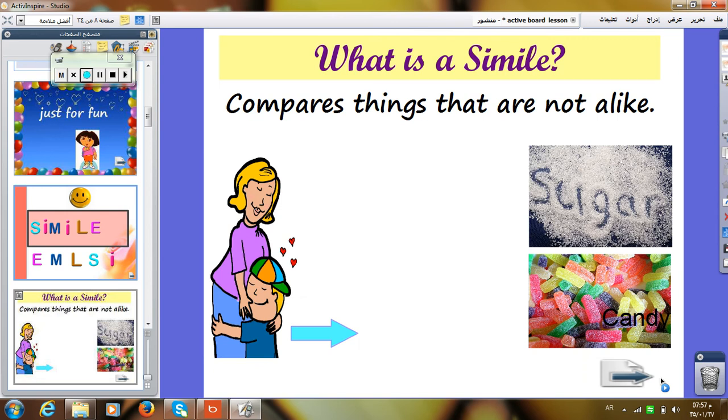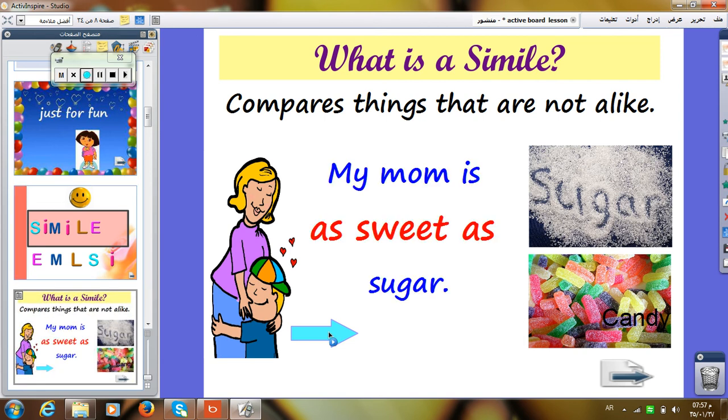Students will think about the word simile. The teacher will ask them what is a simile, and then after thinking about this question, the answer will be revealed that similes compare things that are not alike. We have a picture of sugar, candy, and mother. The teacher will ask them what's the relationship, what's in common between the pictures. At the end we have the answer: my mom is as sweet as sugar.